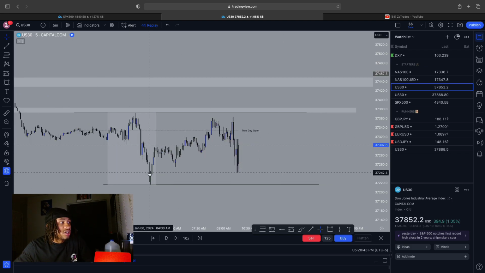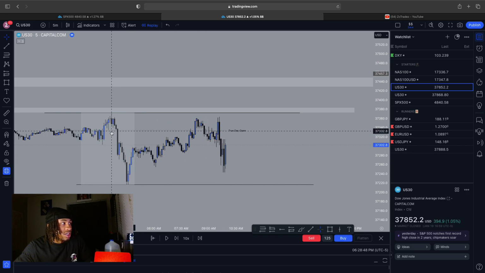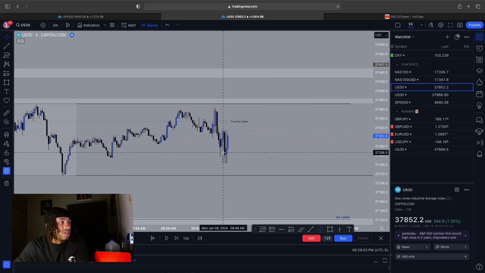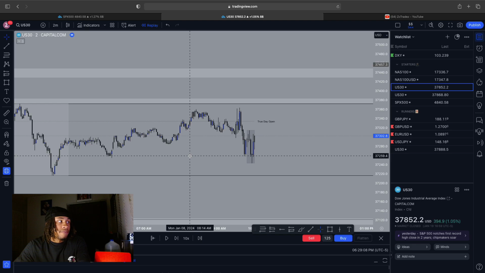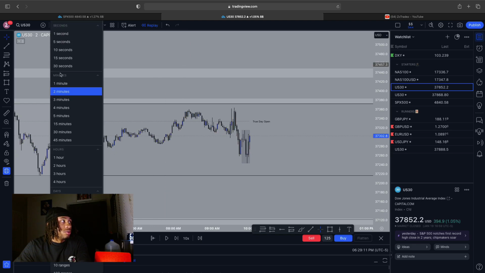So look, on the 5-minute chart, I see that we just tapped into this inefficiency right here. And I also see that we have relative equal highs right here, right below this London high. So look, what I want to do is I want to drop into a 3-minute. I want to see what we're looking like. Okay, I want to drop into a 2 minute. I want to see what we're looking like.